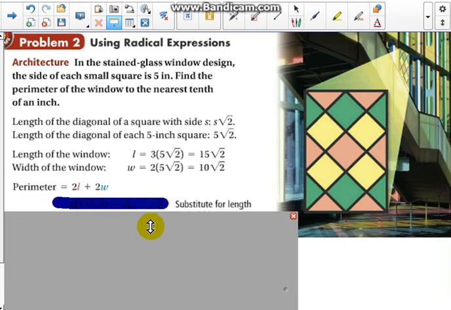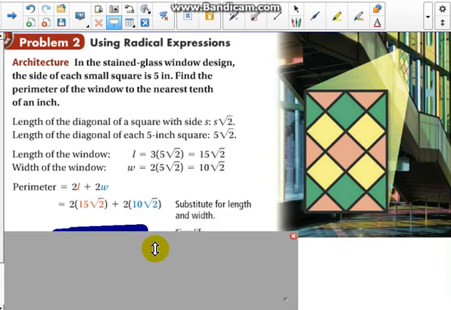So now we need to substitute for our length, and we said our length was 3 times 5 radical 2, which was 15 radical 2. Oh, they put the formula in. 2 times 15 radical 2. There it is. And now 2 times the width, and we said the width was 10 radical 2. So there it is.